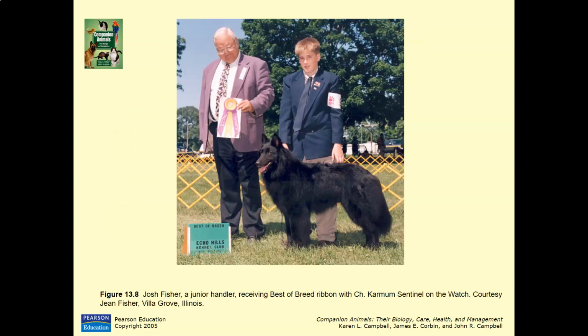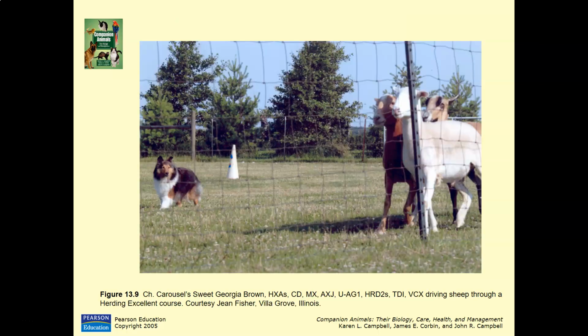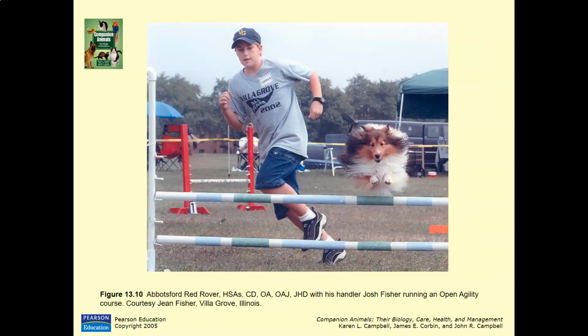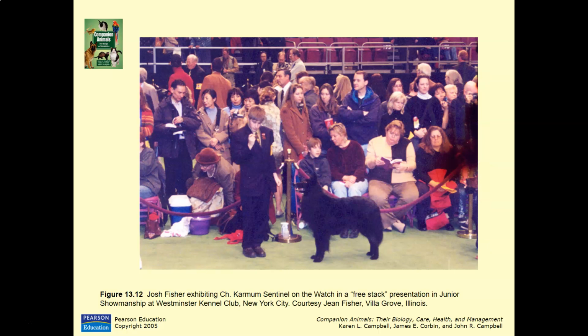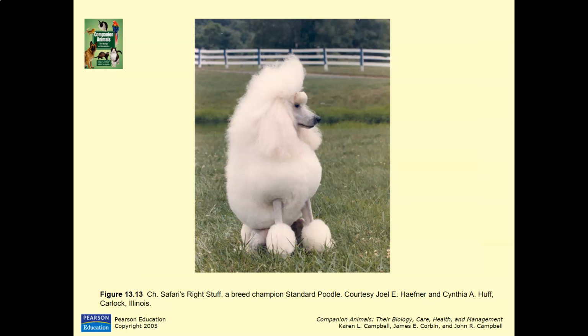And showing you just right here, here's a junior handler getting the best of breed ribbon with his dog. This is giving you an example of a herding excellent course that they're doing. So let's see, that's another agility type course. The same dog from a couple slides earlier. This is Georgia in Junior Showmanship at a Westminster Kennel Club. So a lot of the same people we're seeing right here participating in junior showmanship.